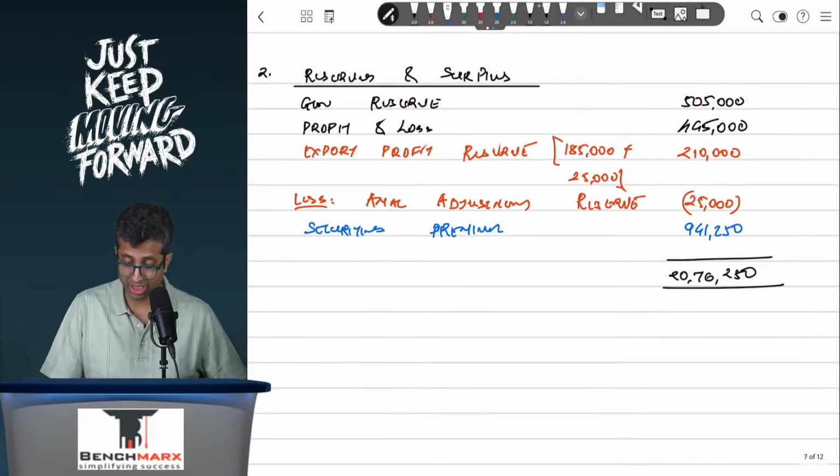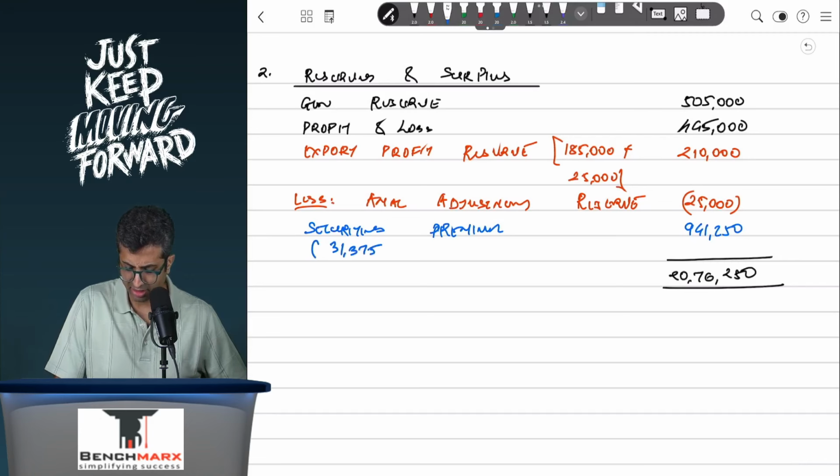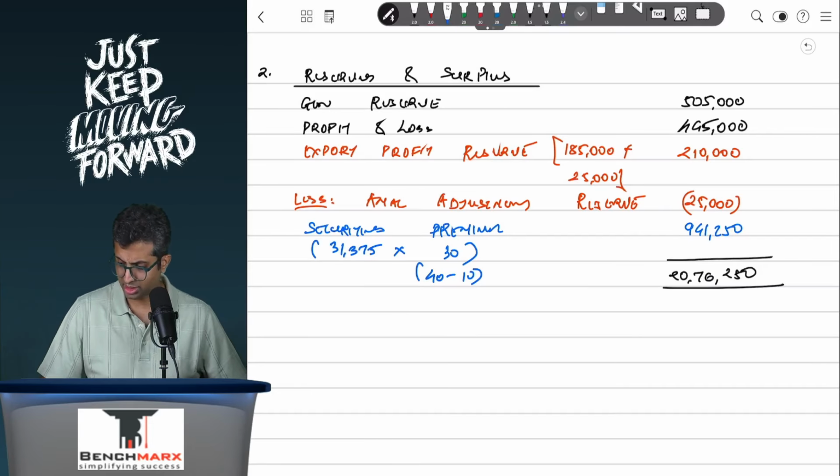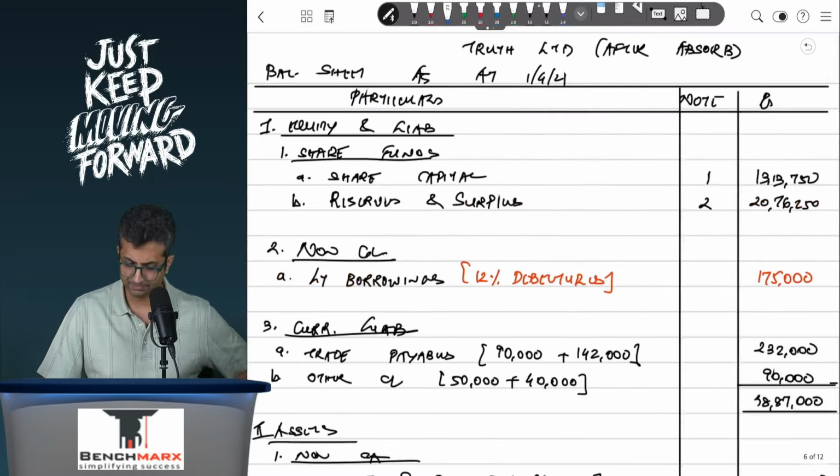Now these are shares which are going to be issued at a premium, and hence there will be a securities premium. This is 31,375 shares which are issued at the rate, well, let's say 40 minus 10, that is equal to 30. So this is 31,375 into 30, which comes to 941,250.